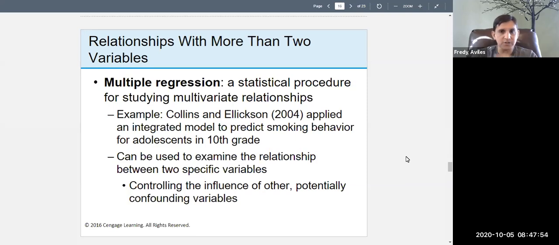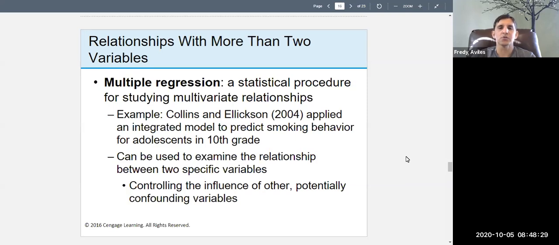So multiple regression can be used to examine the relation between two specific variables, right? You can control the influence of other potentially confounding variables. There are other variables that could also affect the relationship that you can control. You can hold those constant, okay? I'm not gonna get into that too much, but multiple regression allows you to do that. When you look at multiple variables, you can check to see how they are related, and you can hold some variables constant, like let's say, you can hold age constant, okay?